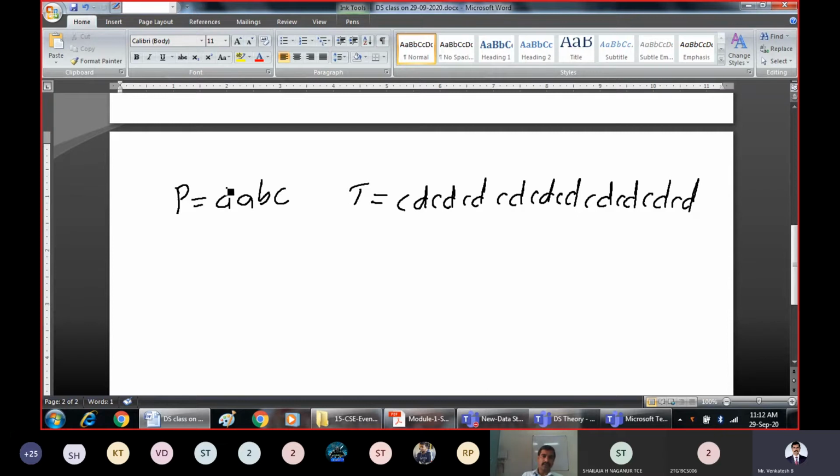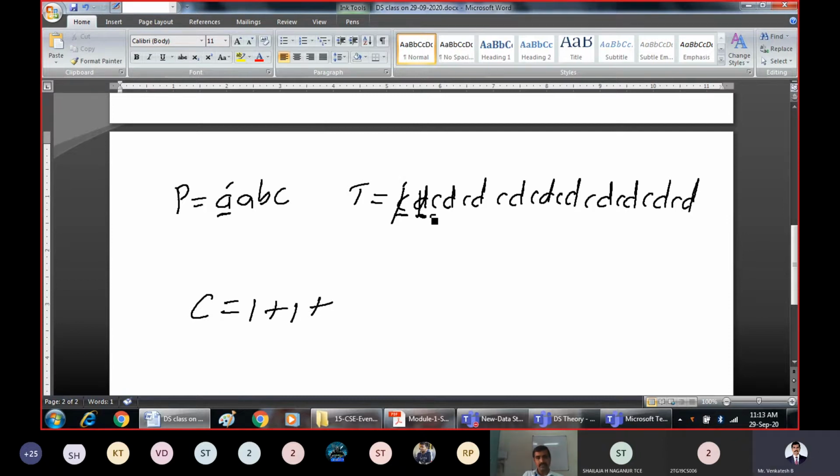So compare the first character of P with the first character of T. What is the first character? A. What is the first character here? C. That means failing. I will write C as short form for the number of comparisons. How many comparisons have we made? One comparison, but it is failing. If the first character itself is not matching, then ignore this and go for the next character. What is the next character? D. What are we looking for? A. So this is also failing, but the comparison count is 1 plus.